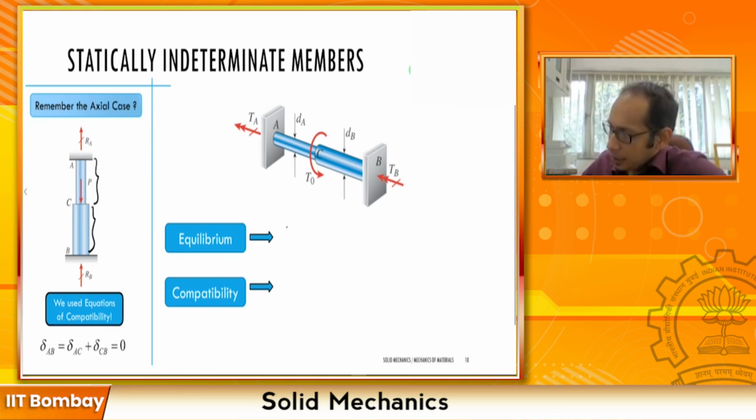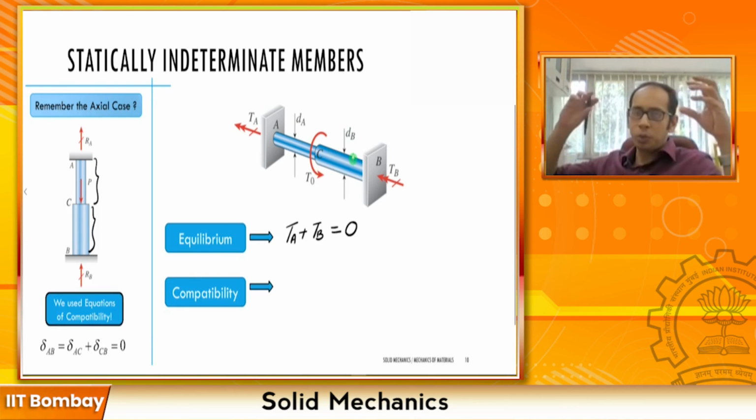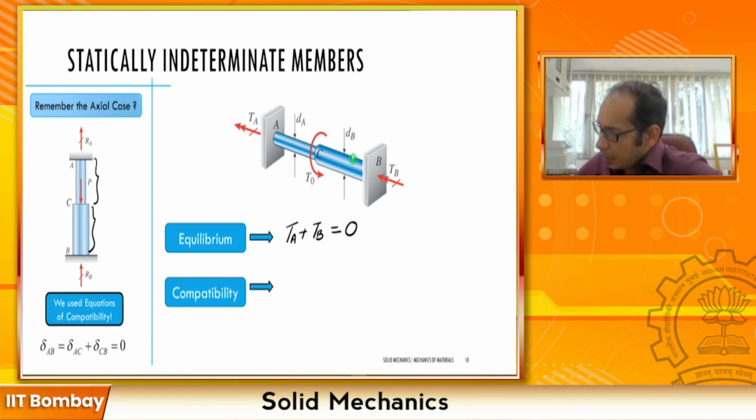So I can write here, I have my T A plus T B equals to 0, right? And what is the compatibility? The compatibility is that phi of AC plus phi of CB, the total angle of twist between A and B, equals 0 because those two ends are clamped, right? So we have phi of AC plus phi of CB equals 0.